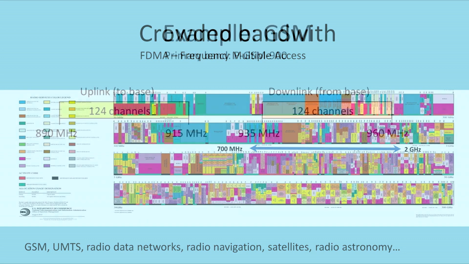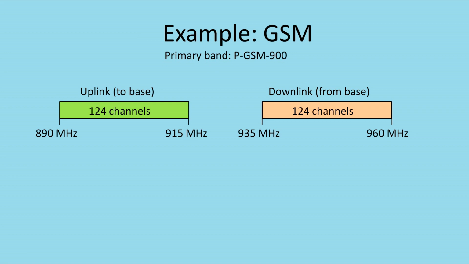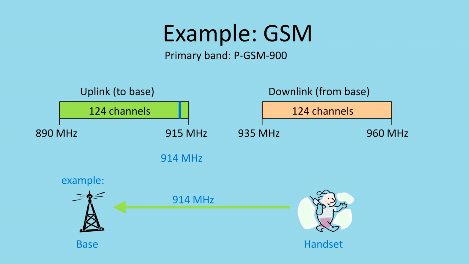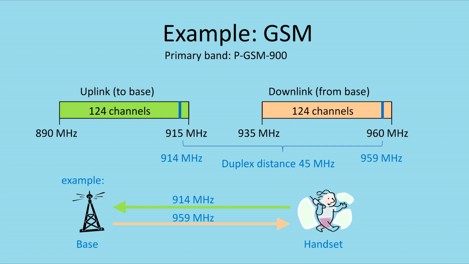As an example, take the primary band, PGSM 900. Since we're dealing with a full duplex system, it has an uplink band 890 to 915 MHz and a downlink band 935 to 960 MHz. Each band harbors 124 channels. Uplink is from the handset to the base station and downlink the reverse. Assume a user is allocated 914 MHz uplink frequency. Then it follows that 959 MHz will be the downlink frequency. The duplex distance is 45 MHz.